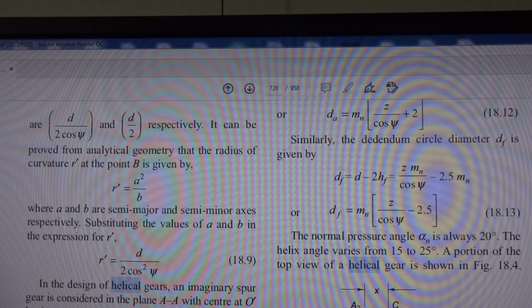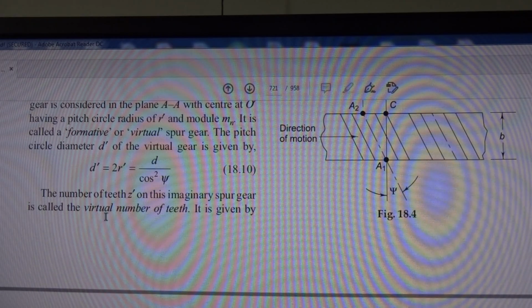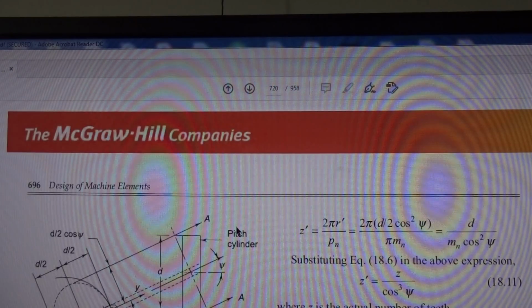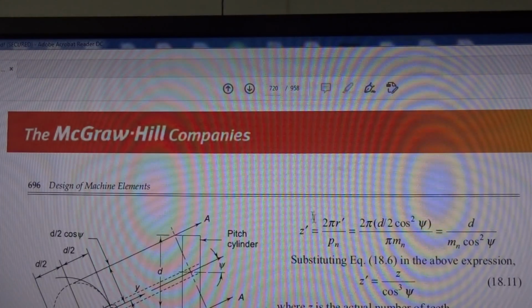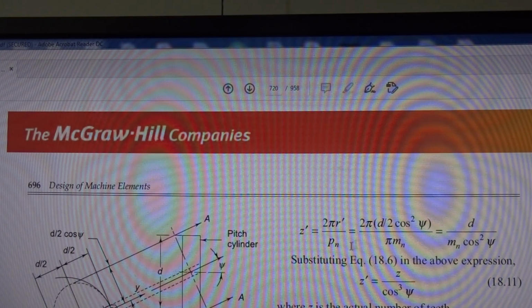The number of teeth z dash on the imaginary spur gear is known as the virtual number of teeth, and it is given by z dash equal to 2 pi r dash upon pn. We substitute the values, so you will get d upon mn cos squared psi.